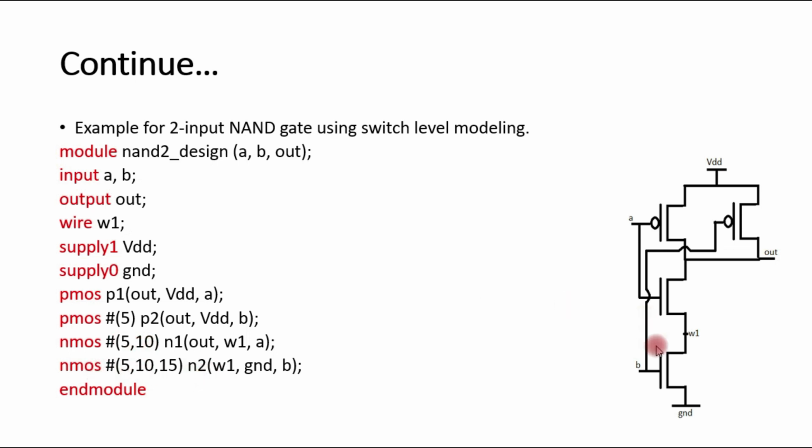NMOS N2. This one is the NMOS N2 device, and here we assign three values inside the bracket: 5, 10, 15. 5 means rise delay, 10 means fall delay, and 15 is the turn-off delay.